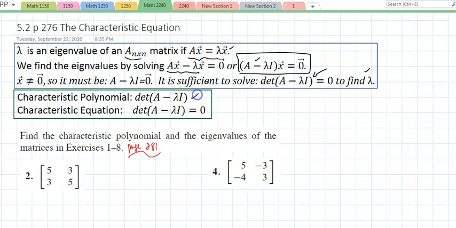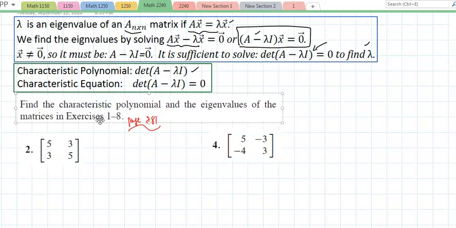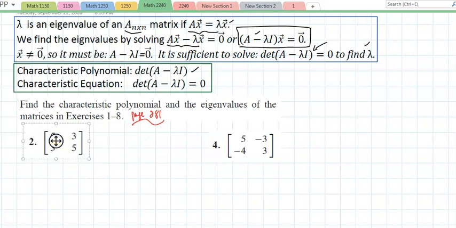The characteristic polynomial is just the determinant of A minus lambda I, but the characteristic equation is really how we're going to find our solutions. And we start off on page 281 with two examples. It says find the characteristic polynomial and eigenvalues of the matrix. Well, we really start with something we're going to do for now. It's going to look awkward, but we're going to be doing this for some time now.